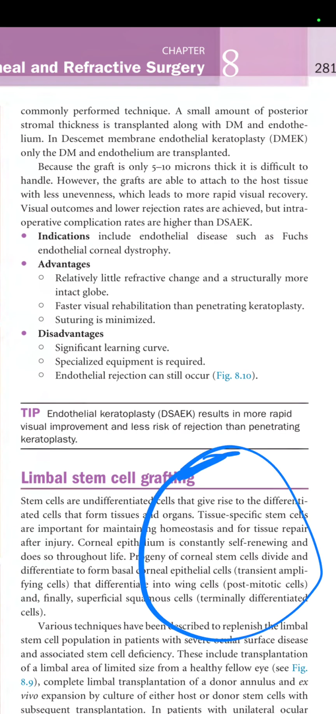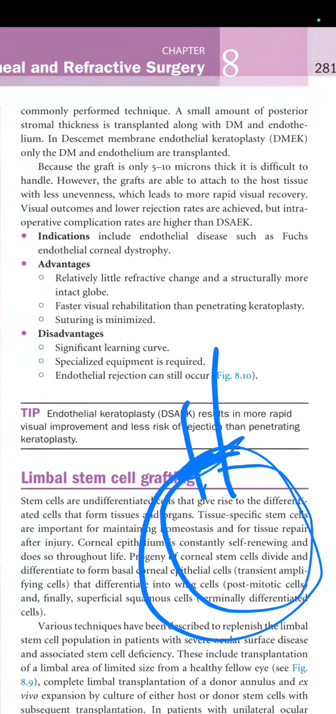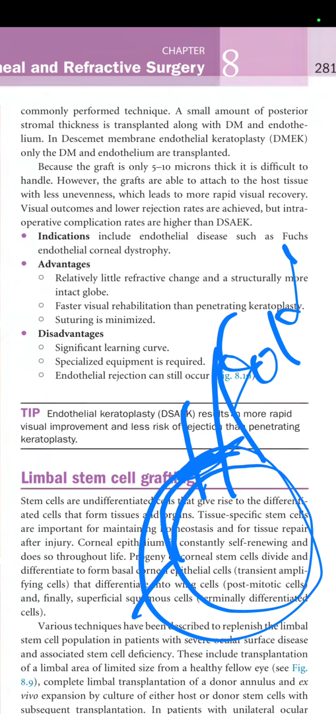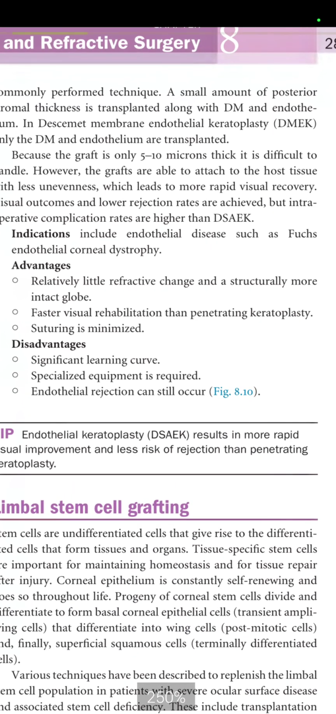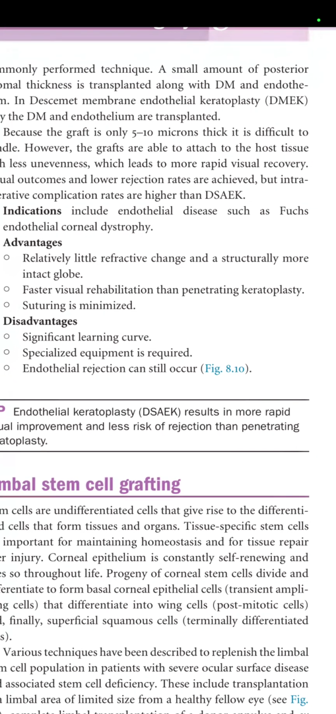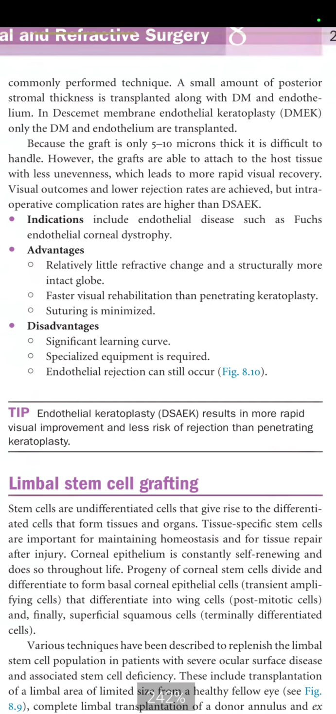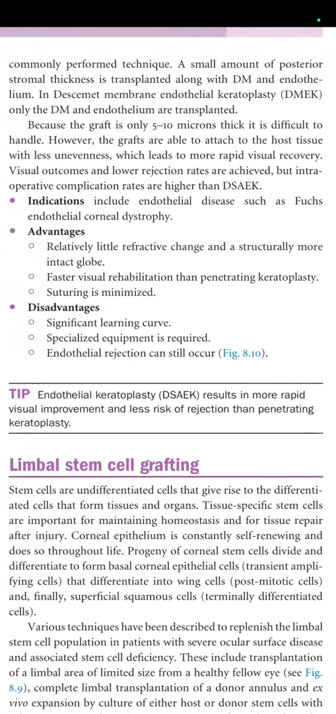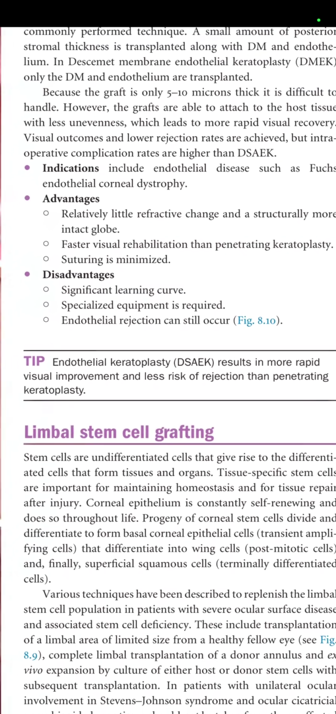So how you do the graft: you make a small incision in the cornea, remove the endothelium and the Descemet membrane, and put the folded donor cornea through that incision. Because the graft is only 5 to 10 microns thick, it is difficult to handle. However, the grafts are able to attach to the host tissue with less unevenness, which leads to more rapid visual recovery. Visual outcome is better and rejection rates are lower, but intraoperative complications are higher than DSAEK.